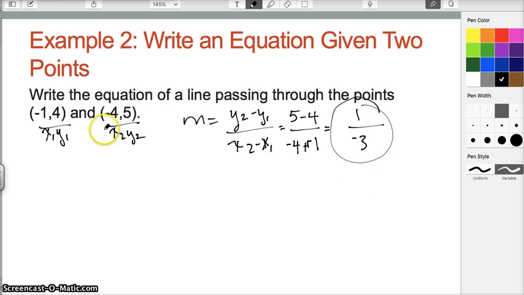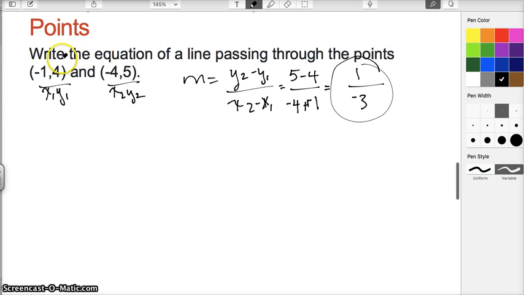So I've got a slope, but I've also got 2 points. That's just better for me. It doesn't matter. If I have 2 points, I can choose which one I want. I'm going to ultimately have the same equation. This says write the equation of a line passing through these points. Guess what I'm going to use? I'm going to use point slope form because that's awesome and easy.